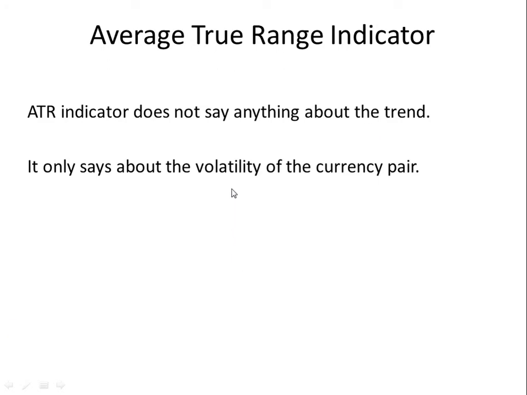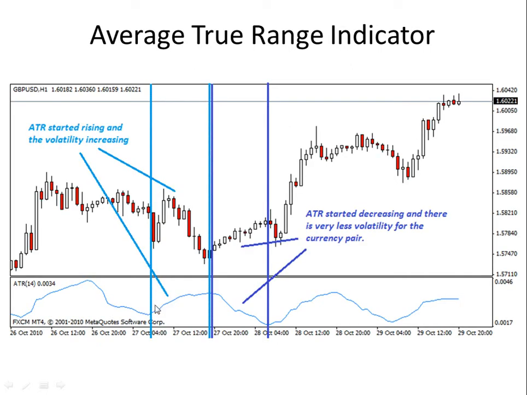The ATR indicator doesn't say anything about the trend. It only says something about the volatility of the currency pair. If you see this one, the ATR is increasing after reaching a lowest point, but the trend can be either bullish or bearish, so it doesn't say anything about the trend. It says only about the volatility of the currency pair.